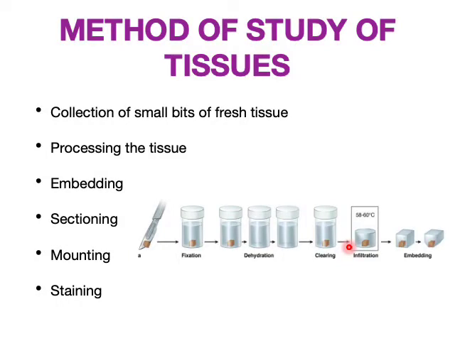Then we will be embedding the tissue in the paraffin blocks, and these paraffin blocks will be sectioned into thin slices using the microtome, and these sections will be mounted onto the slide, and then they are stained to study various components of the tissues.